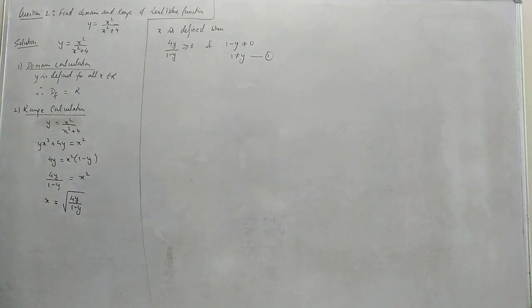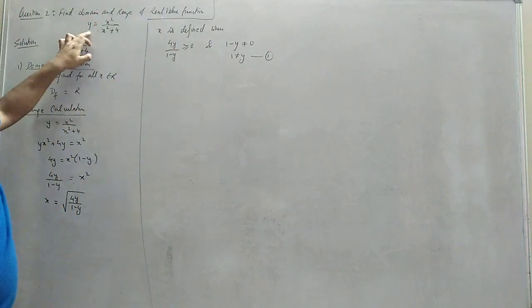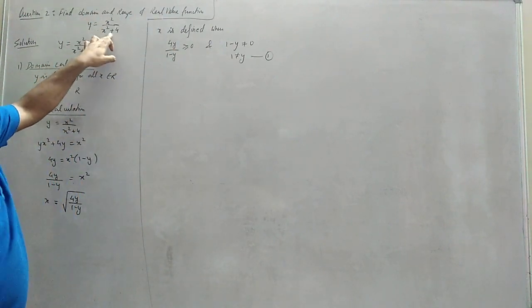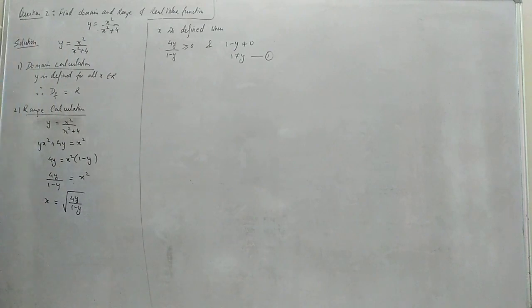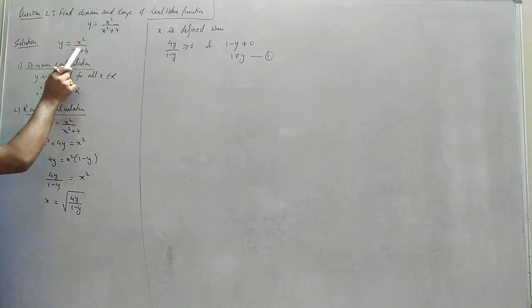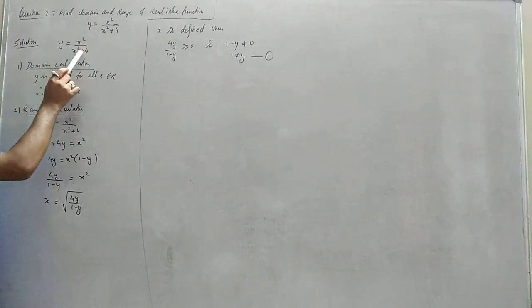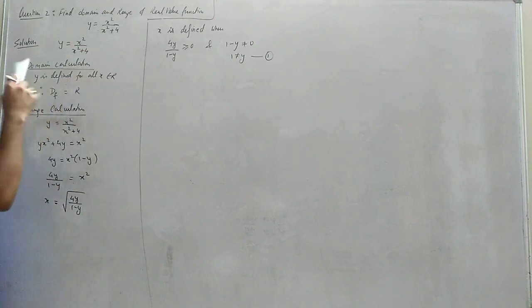See the question number 2. Find domain and range of real value function y equals x square by x square plus 4. Solution starts from here. First is domain calculation. So it is which pattern? Something by something. So you need to check whether the denominator can be 0 or not. See nicely, denominator is x square plus 4. That means if I put a negative value in the place of x, it will come as positive, and we have positive here. That means it cannot be 0 ever.